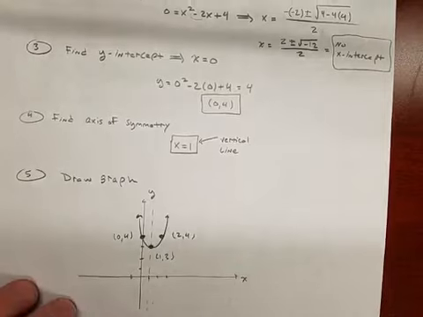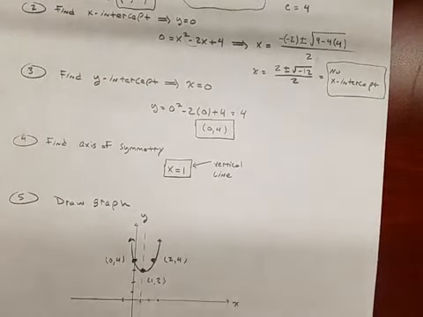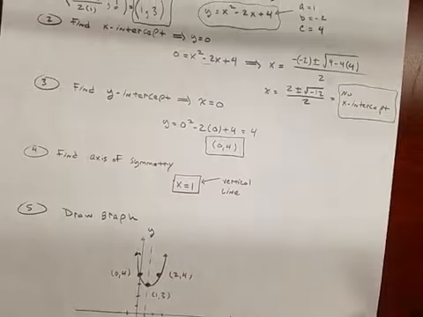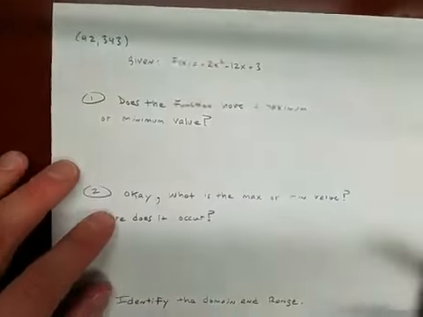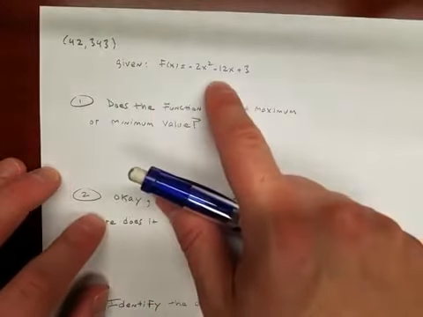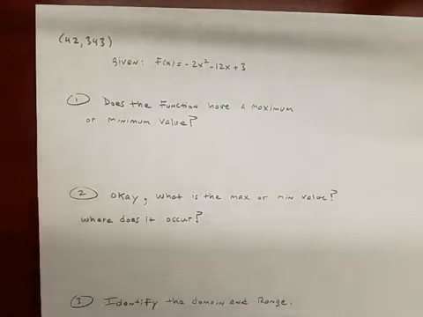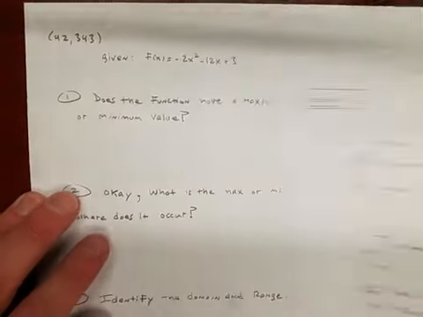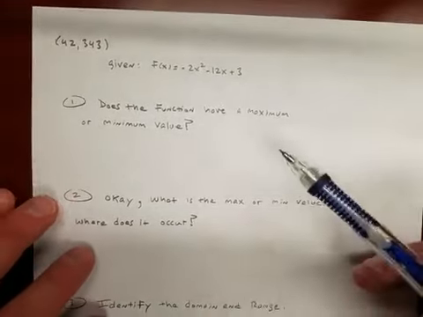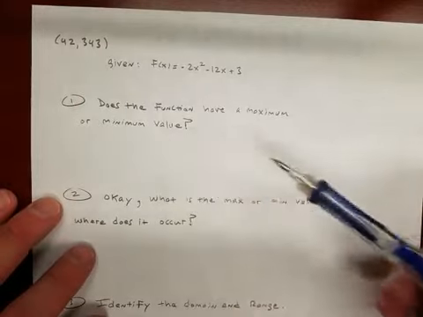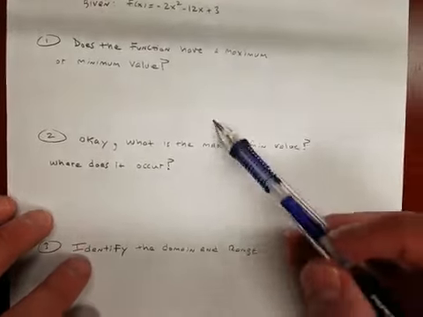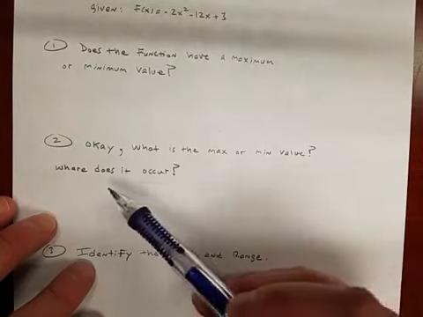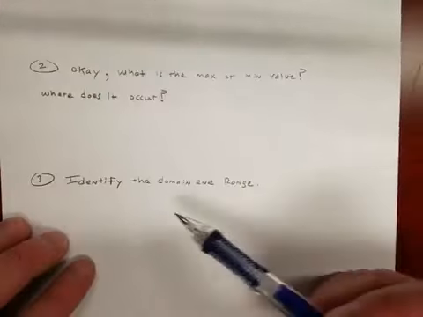Now let's take one that's like this but goes a little bit further. So I have 42 on 343. We're given something that is just like the last one, meaning that however you look at it, it's a parabola of some kind. Questions are different though. It says, does the function have a maximum or a minimum value? And once you answer that, what is it? Where does it occur? And then what's the domain and range?